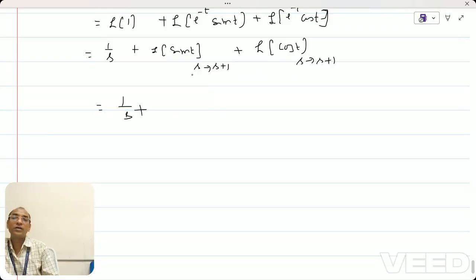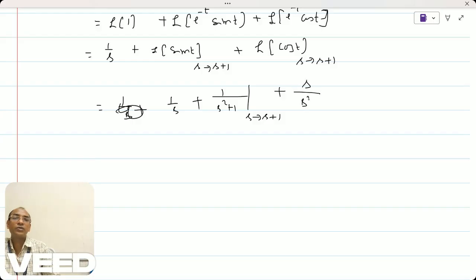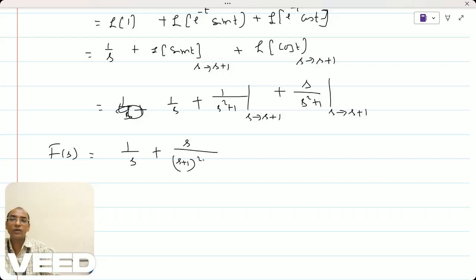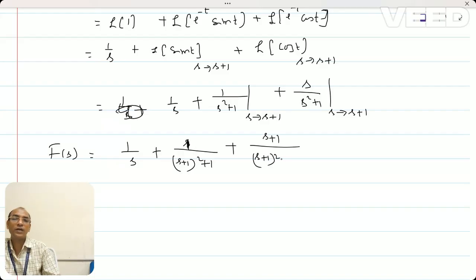So finally we get 1 by s plus the Laplace transformation of sin t, which is 1 by s square plus 1, but here s will be replaced by s plus 1. And the Laplace transformation of cos t is s by s square plus 1, and here s will also be replaced by s plus 1. So finally my F of s will be 1 by s plus 1 divided by (s plus 1) whole square plus 1, plus s plus 1 divided by (s plus 1) whole square plus 1. So this is my F of s, and I can find s into F of s.